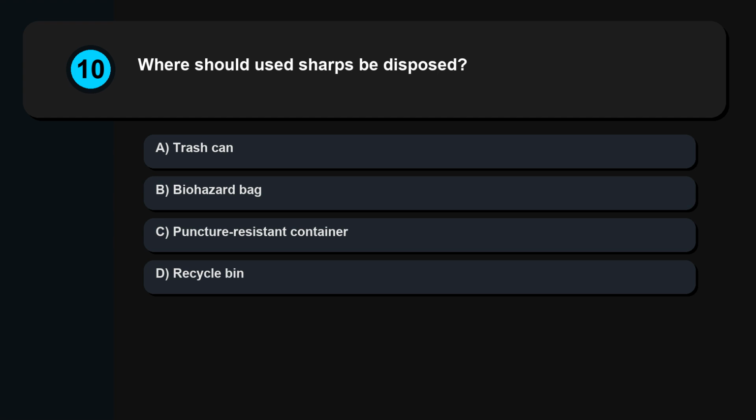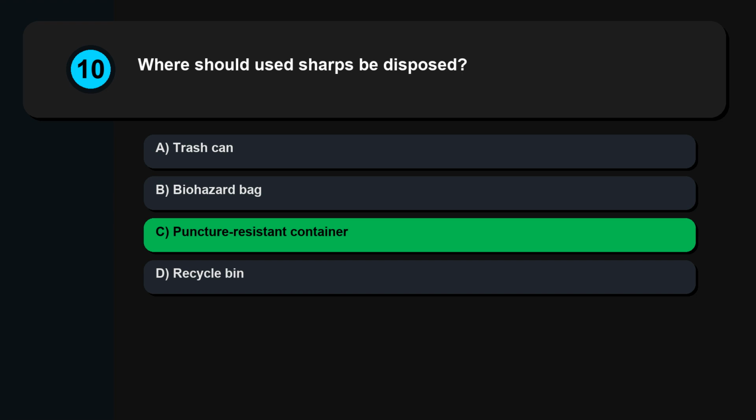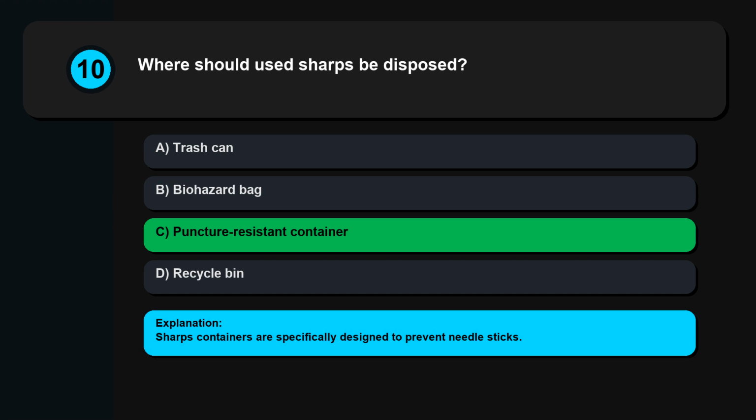Question 10. Where should used sharps be disposed? Trash can, biohazard bag, puncture-resistant container, or recycle bin. Sharps containers are specifically designed to prevent needle sticks.